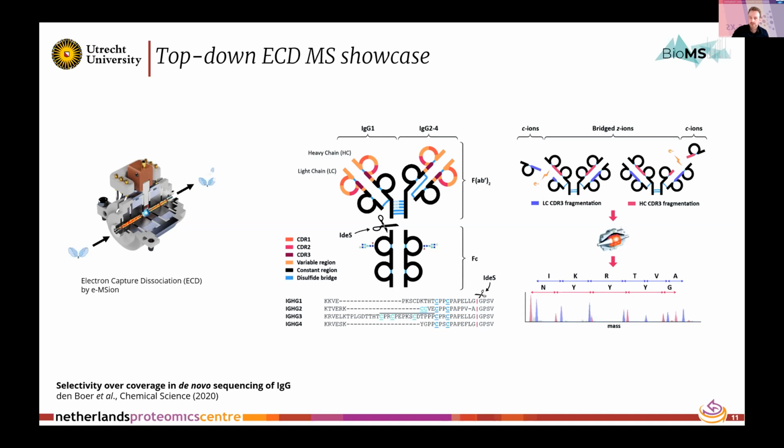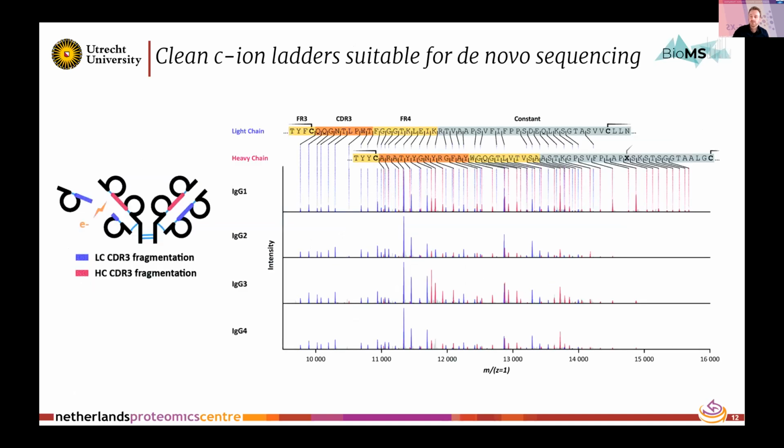What this resulted in is that we managed to produce mass spectra that consist of almost exclusively C ion ladders of the IgGs, of all the subclasses that we measured. Because these C ion ladders are so clean, it's very easy for us, even by hand, to match these sequential fragments, determine the mass shift between them, and see which residue they cover. This worked for both the heavy and the light chains, and for all of the different IgG subclasses that we tested.